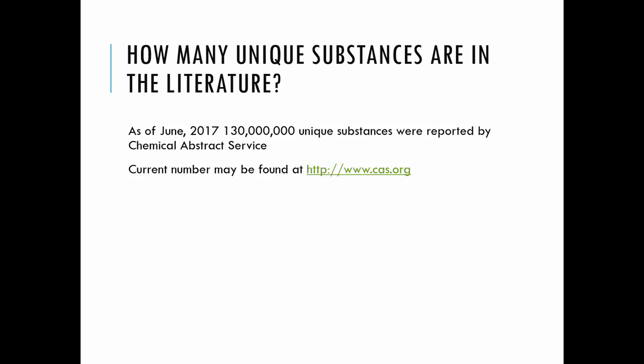How many unique substances are there in the literature? As of June 2017, as I am making this recording, there are just over 130 million unique substances that are reported in the literature from Chemical Abstract Service. You might be looking at this sometime in the future, so you can go to the Chemical Abstract Service website at www.cas.org, and you can see the current number of chemical substances that have been reported.